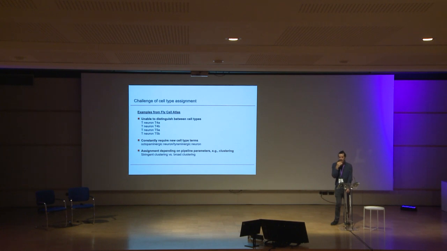Also, we constantly discover new cell types and the cell ontologies are lagging behind. For instance, we wanted to use a common term to define octopaminergic neuron and tyraminergic neuron. We wanted a common parent for these two types of neurons, but it did not exist. So we had to annotate to neuron instead, which was very imprecise.